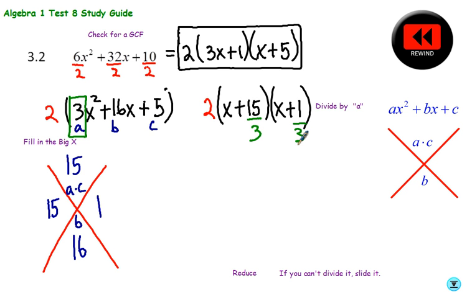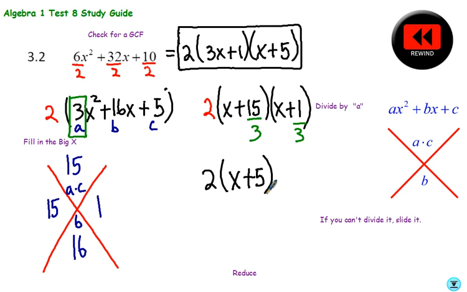And once again, if you can't divide it, slide it. So we're looking to see, is there a number that we can divide by? And in this case, yes, there is. 15 divided by 3 would be 5. And now 1 divided by 3, that doesn't divide evenly. So if it doesn't divide evenly, that's where I'm going to slide it. So that would become 3x plus 1.